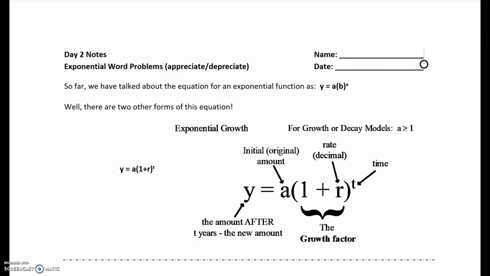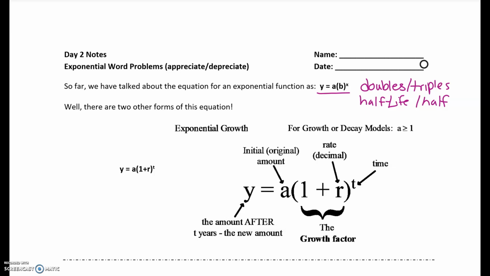In day 1 notes we talked about the exponential function as y equals a times b to the x. We called this our general formula. We used this when we had words in our problem like doubles, triples, quadruples, or half-life, or half, reduces by half, things like that. So those kind of words should tell us to use that general formula.